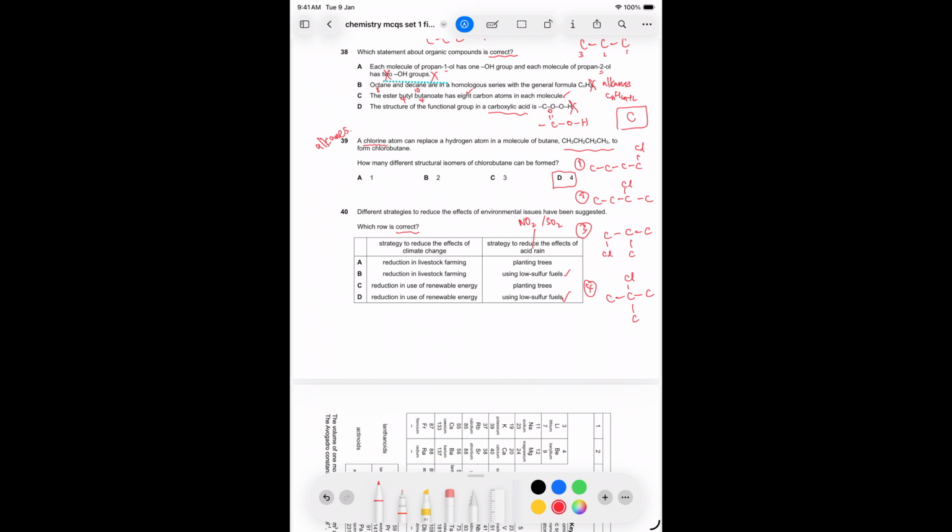If you plant more trees, it's basically just affecting the CO2, which is not useful for reducing acid rain. Climate change usually is about global warming, CO2. So you need to reduce the amount of CO2 being produced. Reducing the use of renewable energy? No, that is the good thing. Reducing livestock farming, that is true. So the answer should be B.